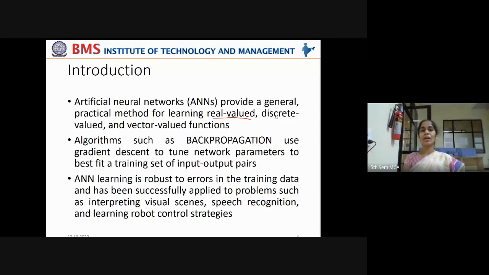Okay, that we call vector valued output functions. Now, algorithms such as backpropagation use gradient descent to tune network parameters to best fit a training set of input-output pairs. I already gave you an example about gradient descent.